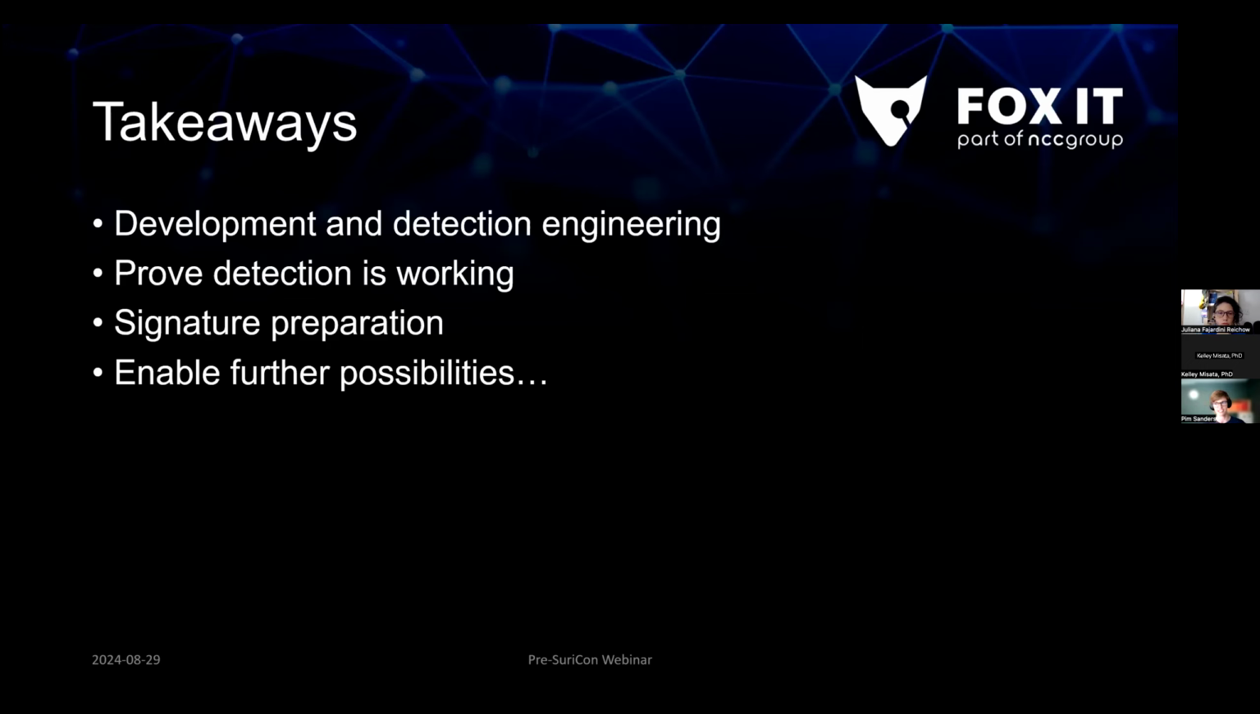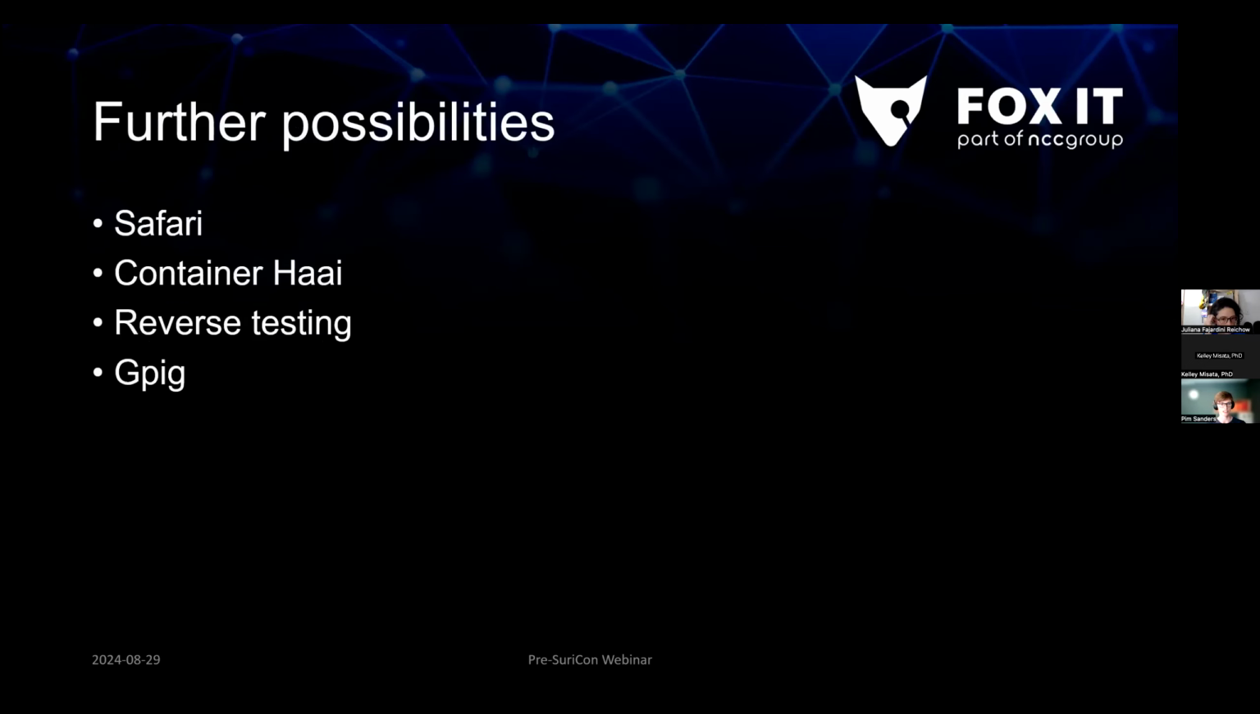Signature preparation, as I've called it, is really important. If signatures aren't grouped together because of flowbits or xbits or whatever, they will fail, and this will give an incorrect view of what rules are working and which rules are not working. And this does enable further possibilities. For example, Safari is a way of running Dierentuin and Zoo on a much larger rule set, which you can leave running for many hours if you want.